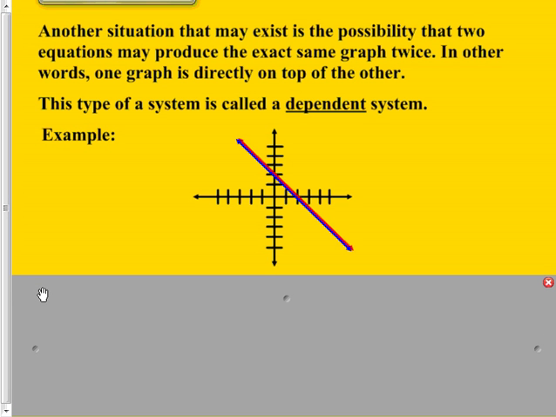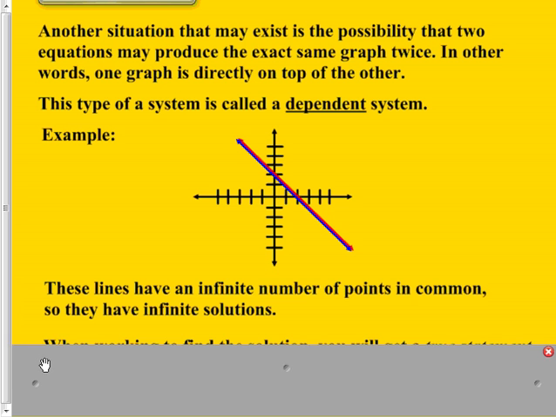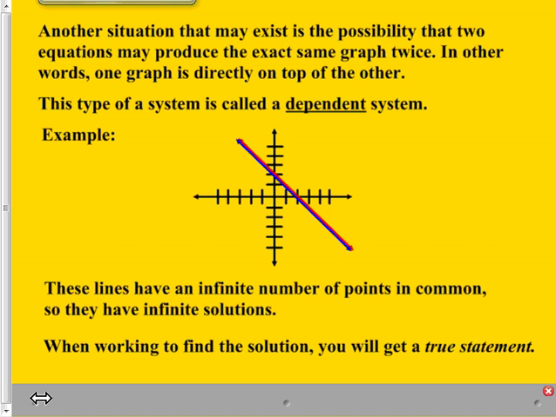Now, as you can imagine, a dependent system would be something like this. We end up with the exact same linear function from two different equations, but when it is graphed, they are piled directly on top of each other in such a way that every point that exists on one graph also exists on the other graph. When this happens, we end up with an infinite number of points in common. So we end up with an infinite number of solutions.